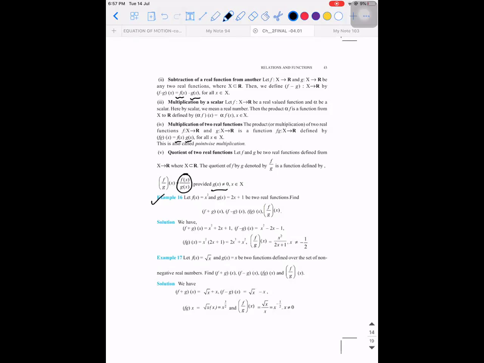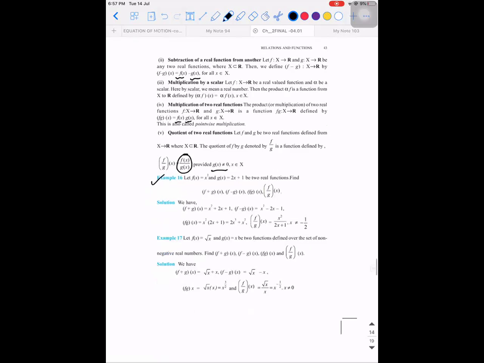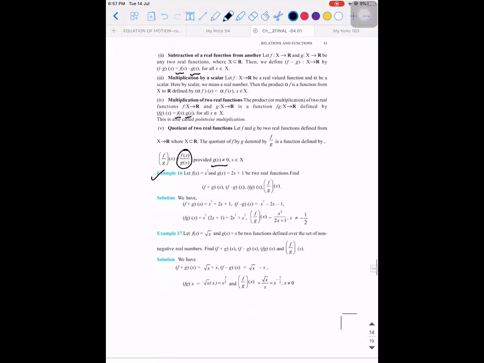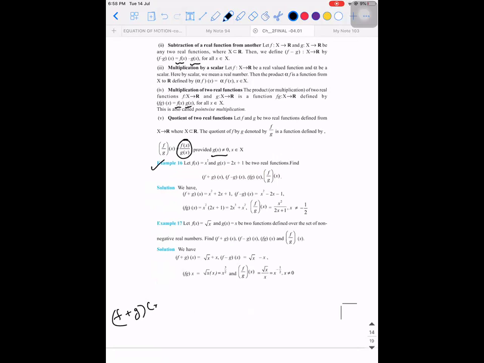All these things I will explain with an example. Observe example 16. The functions given are f of x equal to x square, and g of x equal to 2x plus 1, two real valued functions. Then what will be f plus g of x? Sir, your voice is breaking.